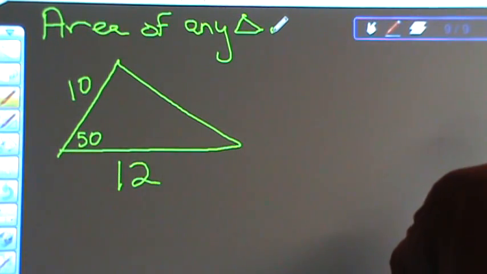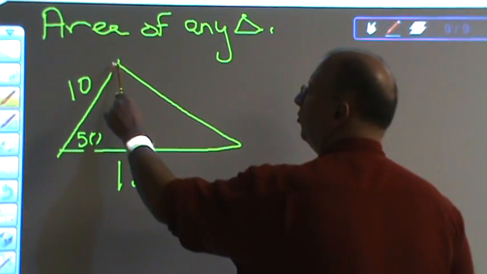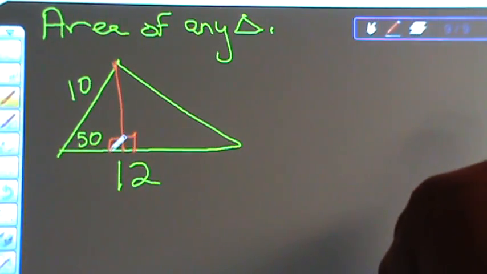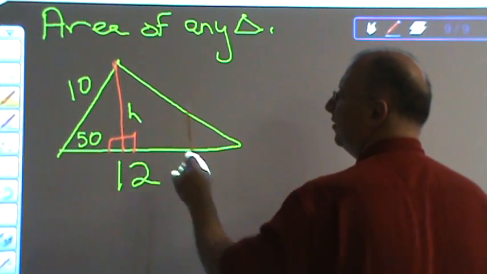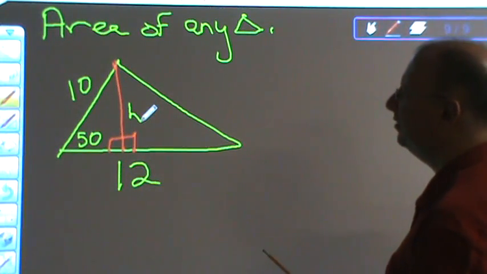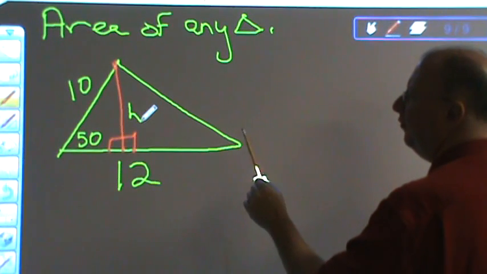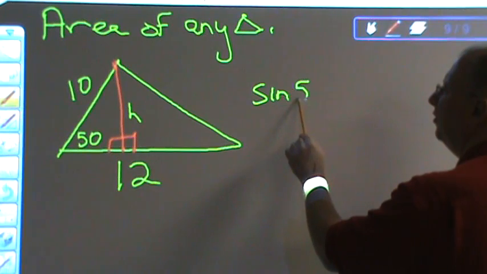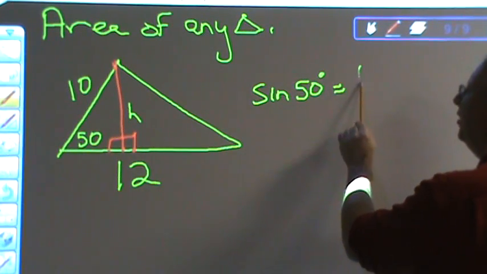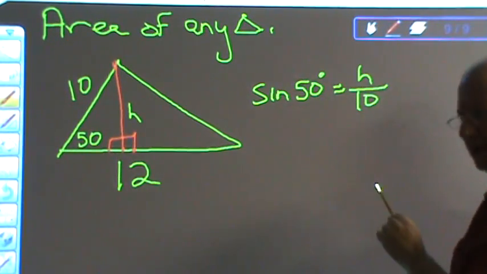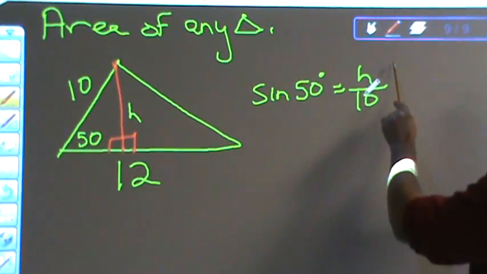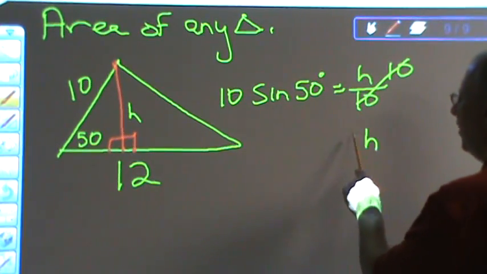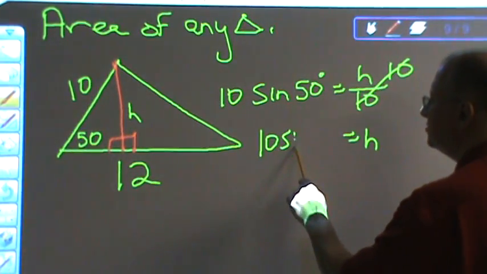Well, the first thing that you probably did was drop an altitude. Now you need the height, and let's look at how to find the height. Well, I have a relationship with the 50-degree angle. I can say the sine of 50 degrees is equal to h over 10. And then when you use algebra 1, multiply both sides by 10, and I have h equals 10 sine 50.